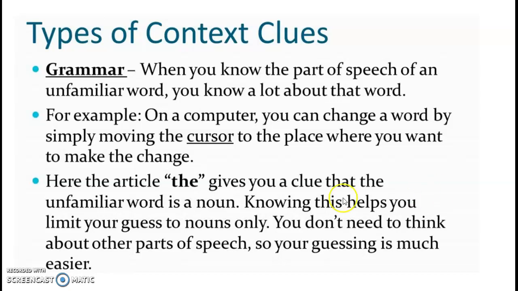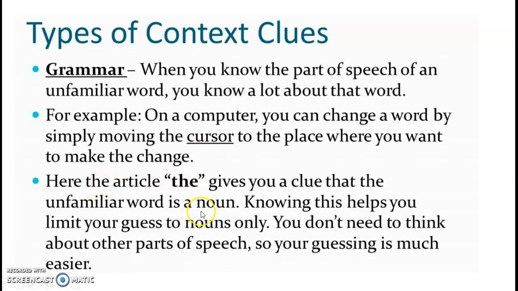For example, it says, on a computer you can change a word by simply moving the cursor to the place where you want to make the change. So over here, the word underlined is cursor. Over here, we have to analyze. So we have an article here, the. So we know that only nouns can have articles before them. So in this case, the word cursor is indicating that the grammar category is noun. So if we have identified that the word is a verb, a noun or an adjective or whatever, now we have a clue of the word.